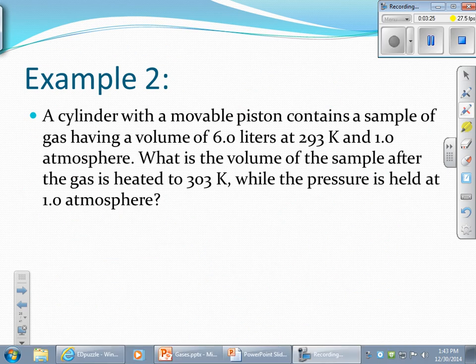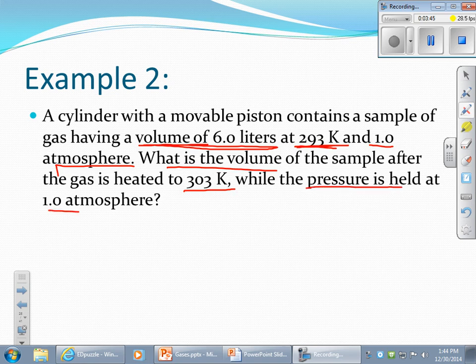Okay, here's one more example. A cylinder with a movable piston contains a sample of gas having a volume of 6.0 liters at 298 kelvins and 1.0 atmosphere. What is the volume of the sample after the gas is heated to 303 kelvins while the pressure is held at 1 atmosphere? Since it says the pressure is held at 1 atmosphere, staying the same, that means it's constant.